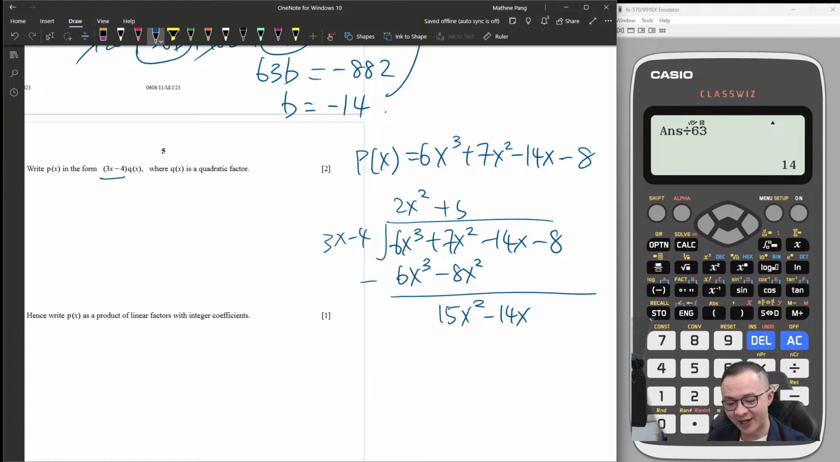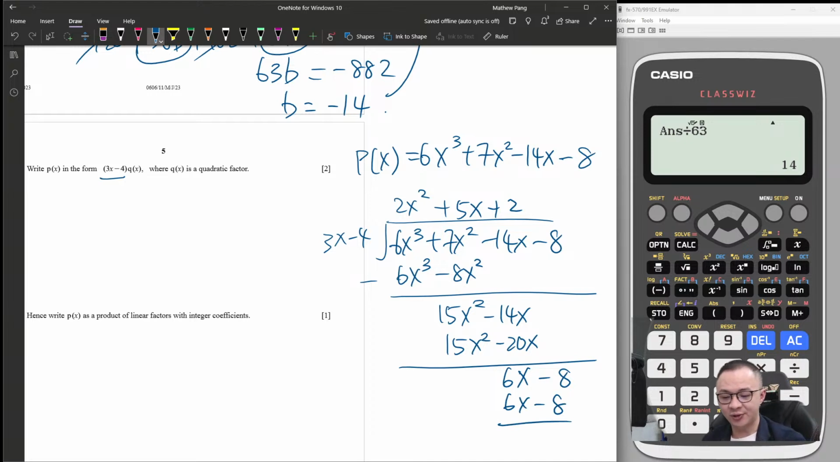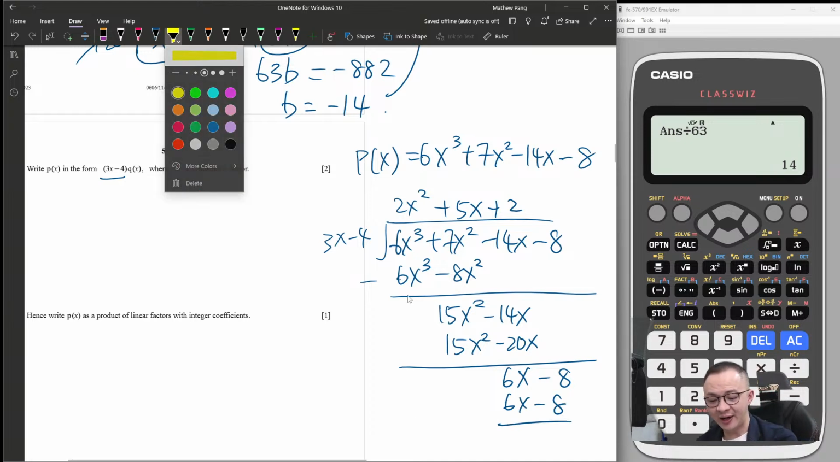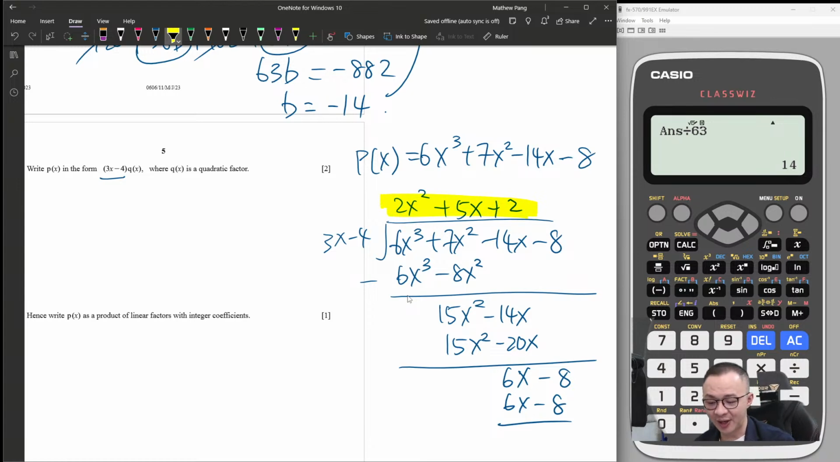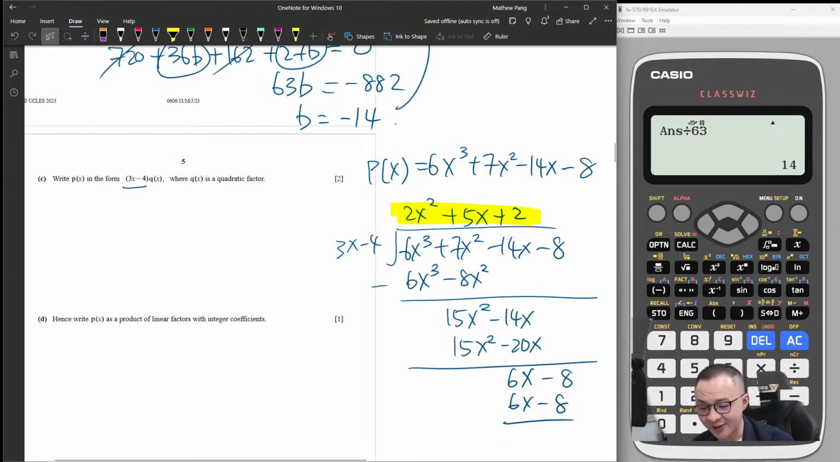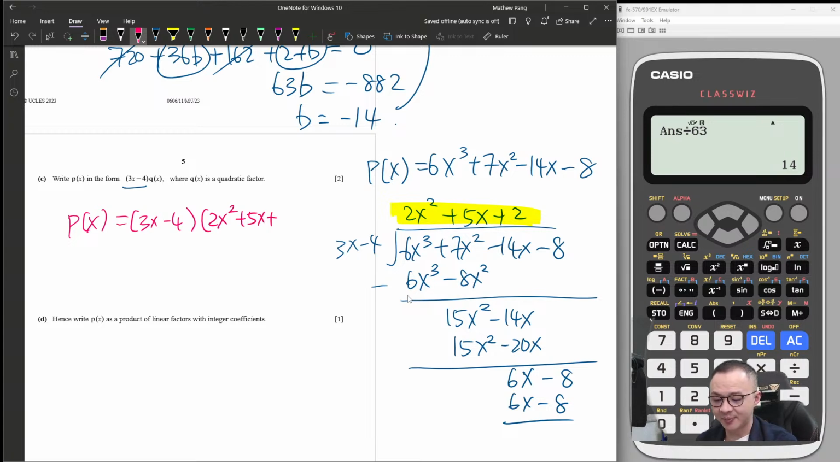Yeah, then I will plus 5x to get the 15x squared, and then minus 20x. So here I will give me a 6x minus 8, so I will plus 2 to get the 6x minus 8. Do you see right now I have the quadratic here? This is the Q(x). So write the P(x) in that form. Therefore I know my P(x) is basically 3x minus 4 multiply the quadratic, isn't it? Multiply the 2x squared plus 5x plus 2.